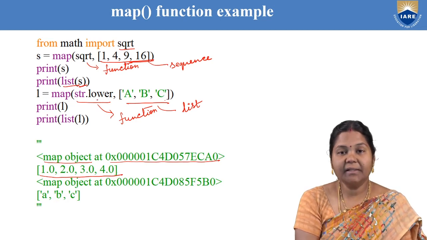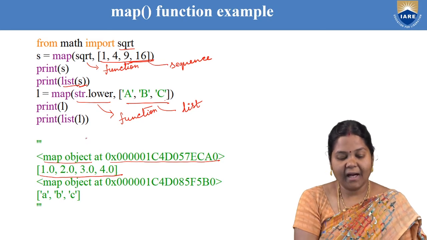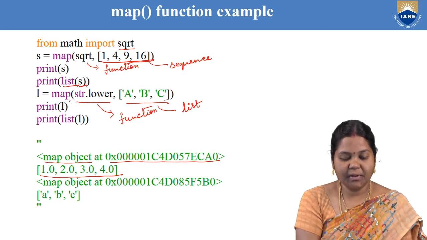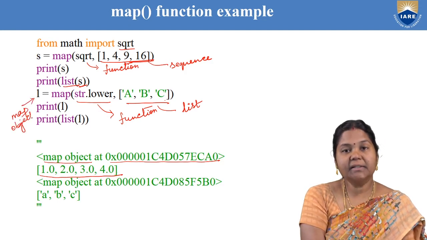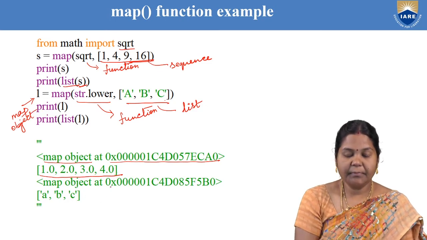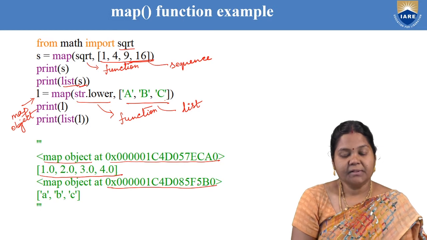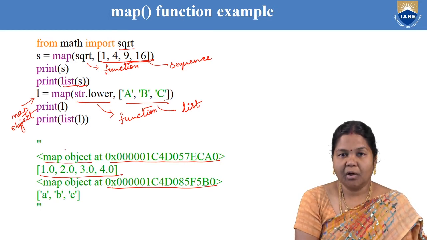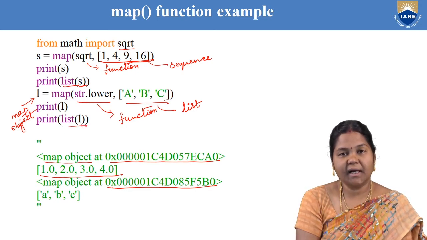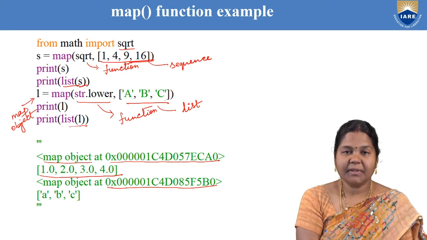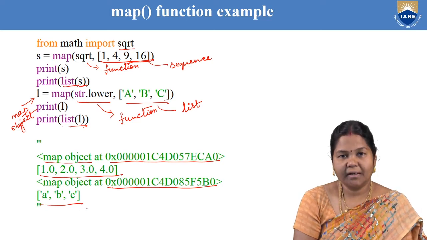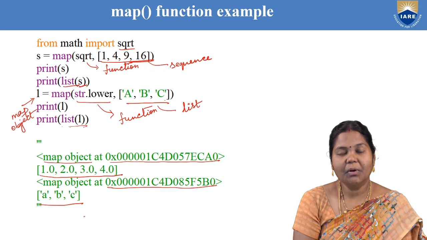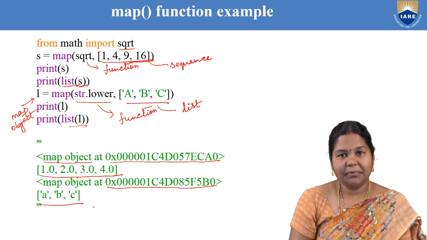That means it applies the function to each and every element of the list and generates a map object. So, L is nothing but the map object. If you print it, you can see that the map object is created at such and such a memory location. If you want to see the output of this function, you can convert it into a list. Here we are converting the map object into a list, and you can see that the list elements are all in lowercase. So, A, B, C are now converted into lowercase. This is the first example regarding the map function.